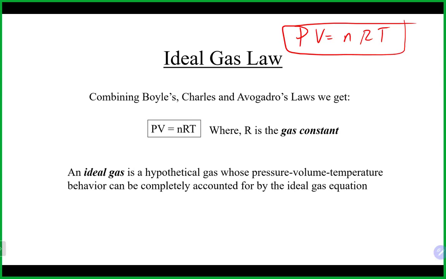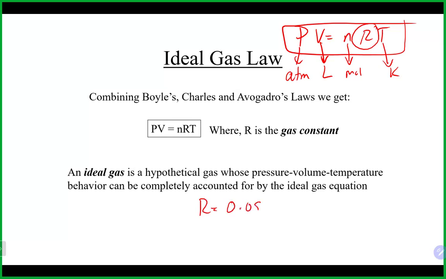The other thing that's different with the ideal gas law is it is the most restrictive in terms of units. So when you use the ideal gas law, your pressure always has to be in atmospheres. Your volume always has to be in liters. N is moles, so it should be in moles. T needs to be in Kelvin. And that is because R is the gas constant.